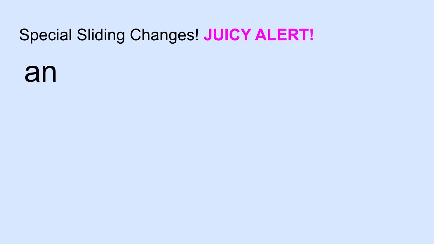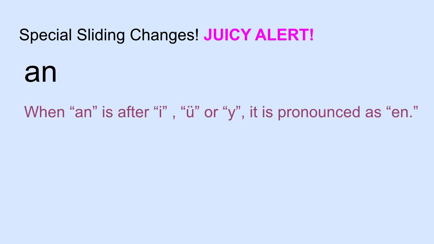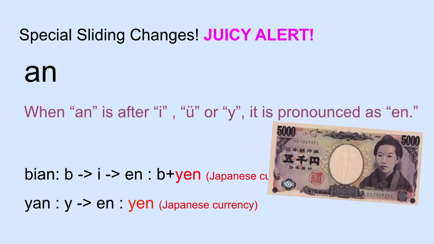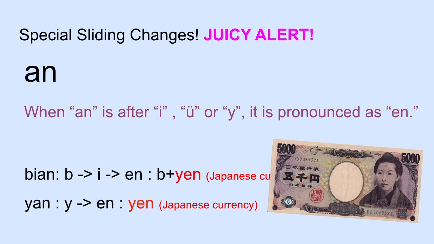Next one is AN. This combination will change if it's after I, U, or Y. In that case, it is pronounced as EN. For example, B-I-A-N is B-EN. It's not Bian, it's B-EN. So it's a B plus yen, as in Japanese currency. So if it's just Y-A-N, the A-N will change into E-N. Yen. Got it? Let's continue.